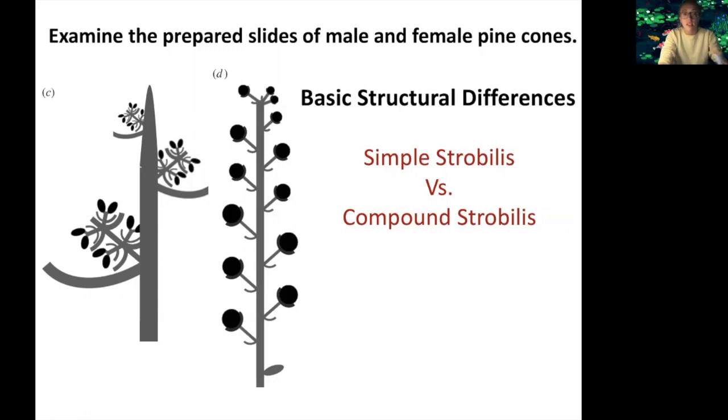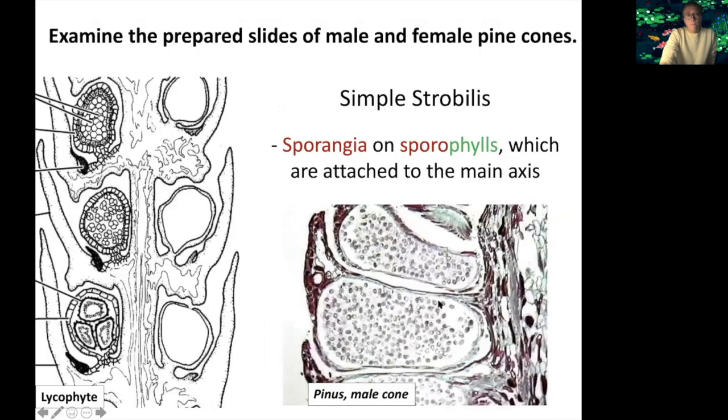Okay, you can see in this picture here, this is a simple and this is a compound on the left. Okay, so for the simple strobilus, this is the male, that's the microsporangiate strobilus. Sporangia are born on sporophylls. They're born on the bottom of sporophylls. This is different from in the female cone where they're born on the top, what we call the adaxial side. And in the simple strobilus, the microsporangia are born on the abaxial side of the sporophyll.